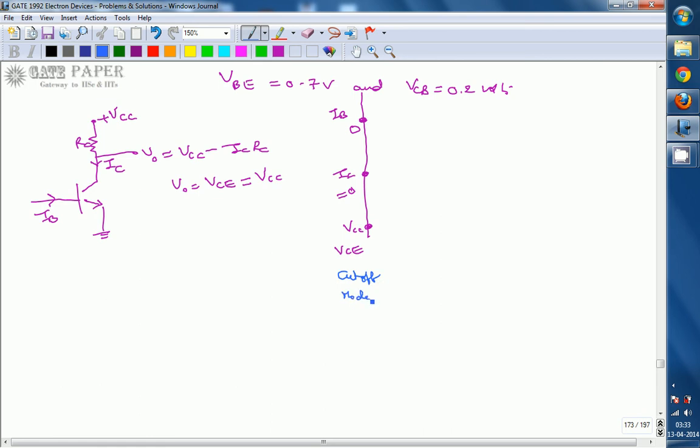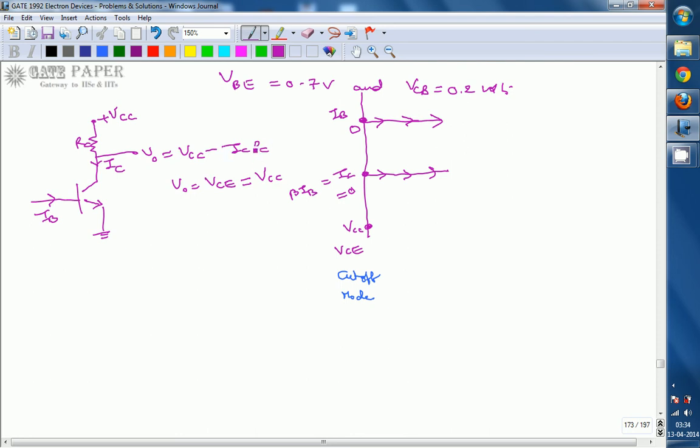Now let us assume we increase the bias voltage such that IB starts flowing. Whenever IB starts flowing, it increases from 0, and as the IB value increases, IC also increases, because IC is nothing but beta times IB. Whatever the value of IB, it gets multiplied by beta approximately, and the value becomes IC. As IC increases in the VCE equation, the ICRC term increases.